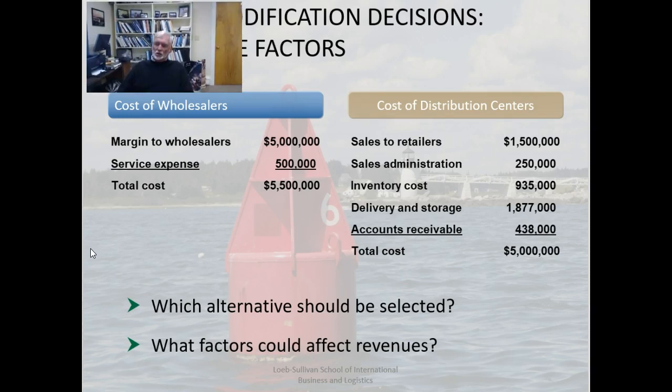So my total cost by doing it myself, as opposed to using wholesalers, is $5 million instead of $5.5 million. So I'm not going to eliminate $5.5 million of costs by getting rid of my wholesalers. I'm going to eliminate $500,000 of cost, 5.5 to 5, because I have to do everything the wholesalers were doing, and by doing that I'm going to eat up much of what I'm saving.